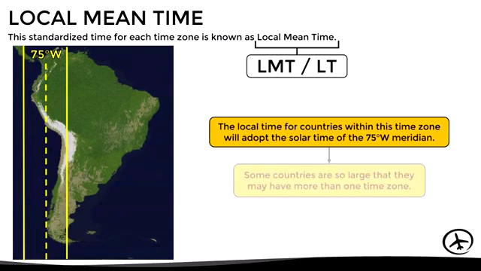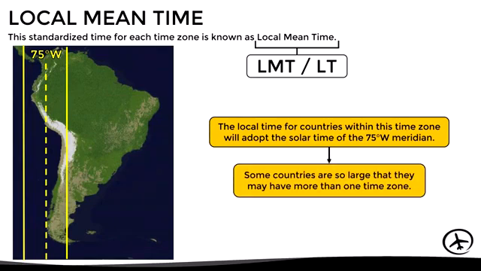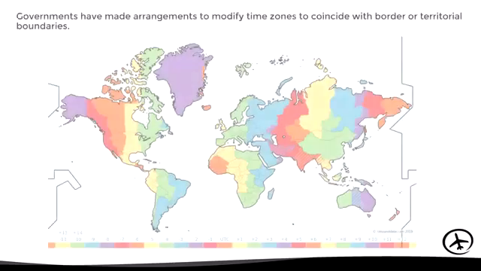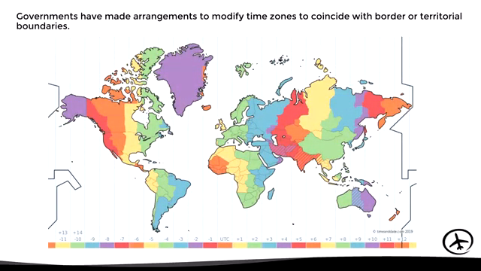However, in some cases the countries are so large that they may have more than one time zone. A clear example of this is the contiguous United States, which have 4 time zones, and as we can see, the lines that divide each time zone are not always straight, since they adapt to territorial limits and borders. And this not only happens in the US, it actually happens worldwide, since governments have made arrangements to modify time zones to coincide with border or territorial boundaries, as we can see here.